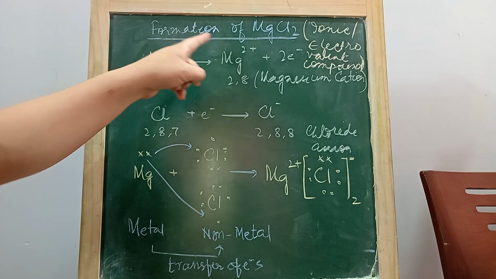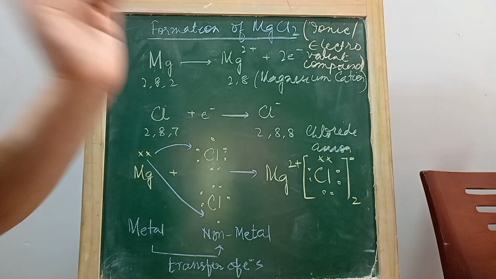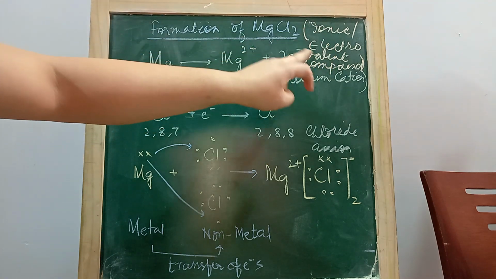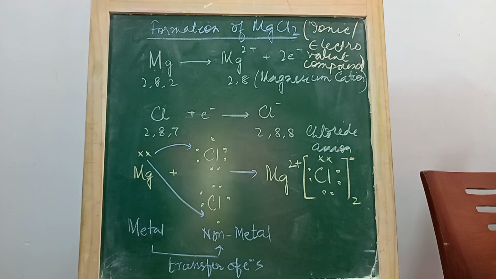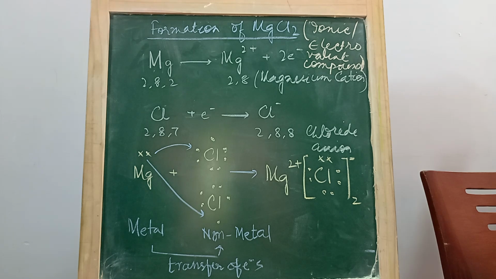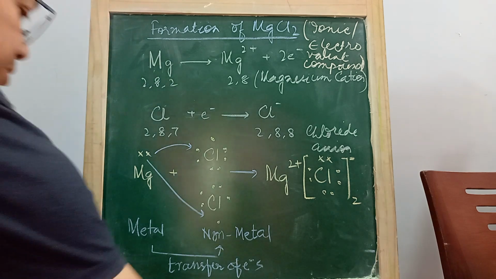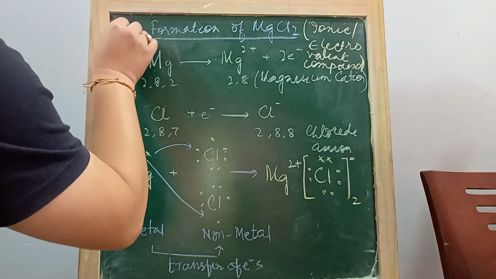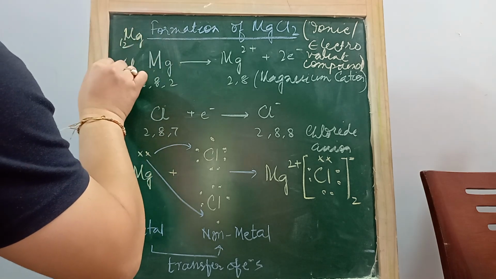Let's see how the compound magnesium chloride is formed. Formation of magnesium chloride. It is an ionic compound, also known as an electrovalent compound. So in order to study this, let's see what the atomic number of magnesium is. The atomic number of magnesium is 12. Write magnesium as this, and chlorine is 17.